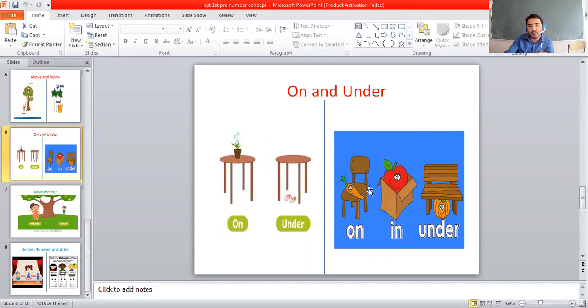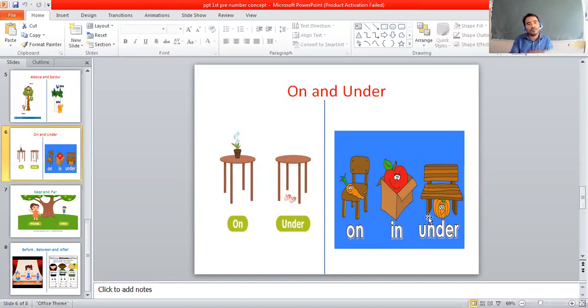Now we can understand in. We can consider in as inside. The apple is in the box. The apple is in the box. Now another one, look at that. Here is a pumpkin. The pumpkin is under the table.